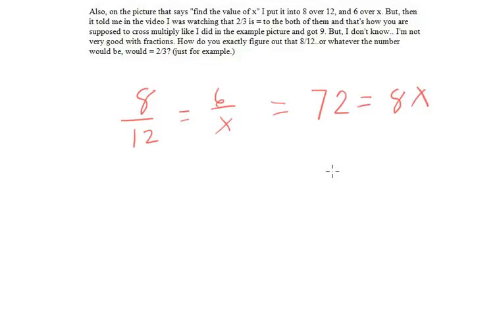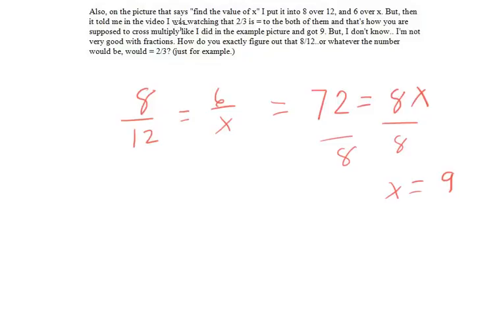Okay, so this problem says find the value of x. We've got 8 over 12 and 6 over x. I'm just rewriting what you did. And that gave you, when you cross multiply, 72 equals 8x. If you divide both sides by 8, that would give you x equals 9. So that's not probably the problem you're looking at.